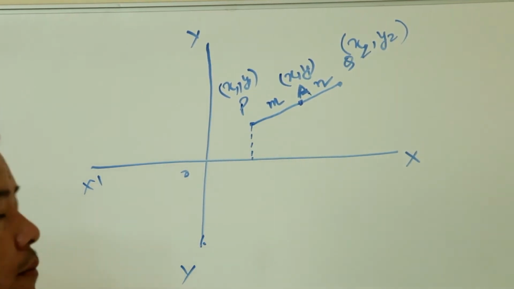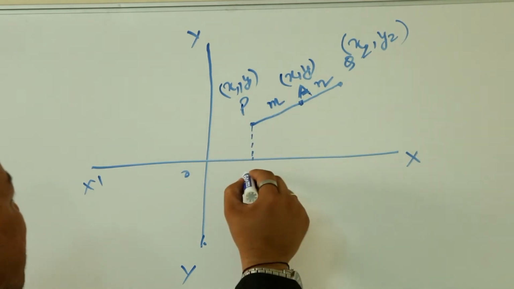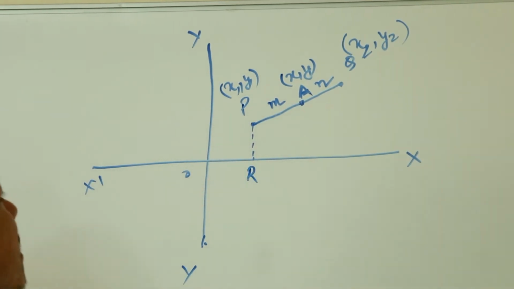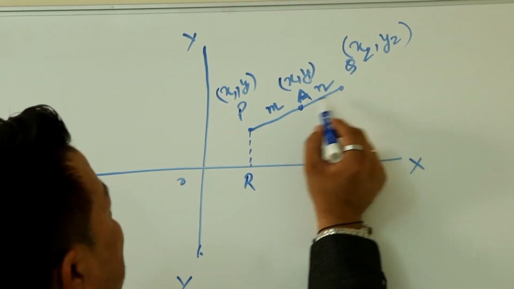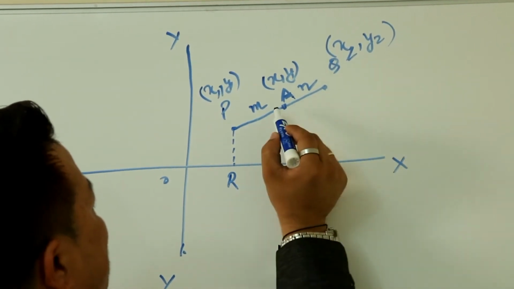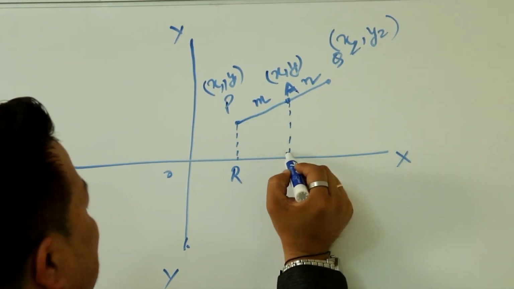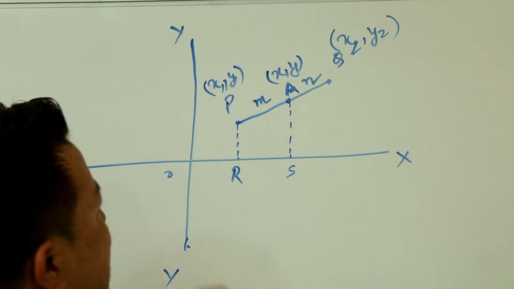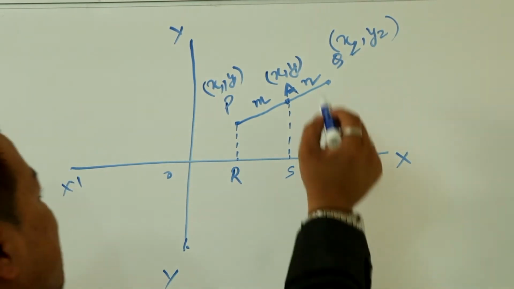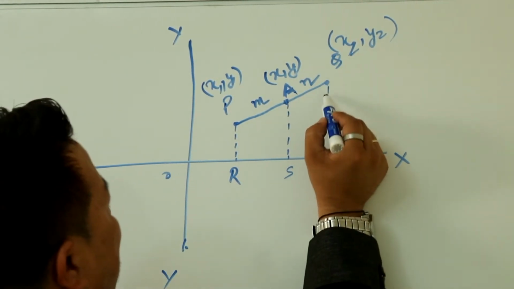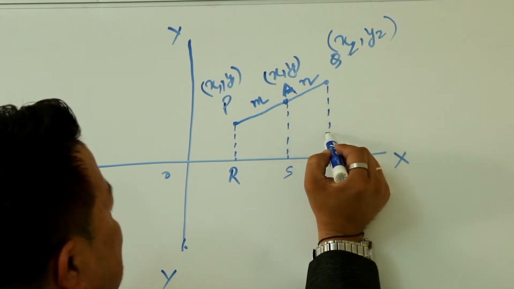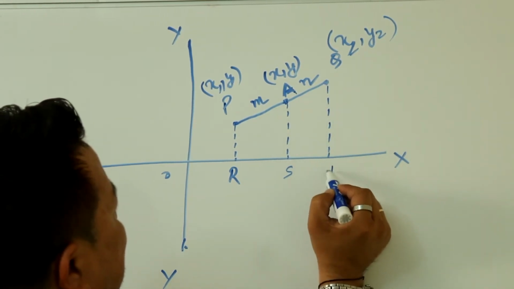So again, what we do, from this point P, draw perpendicular on x-axis. You can name it anything, PQR. You can name it R. Similarly, from this point Q, from this point A also, Q also, draw perpendicular from A first. You can name it S. Similarly, from this Q, you draw perpendicular on x-axis. You can name it as T.